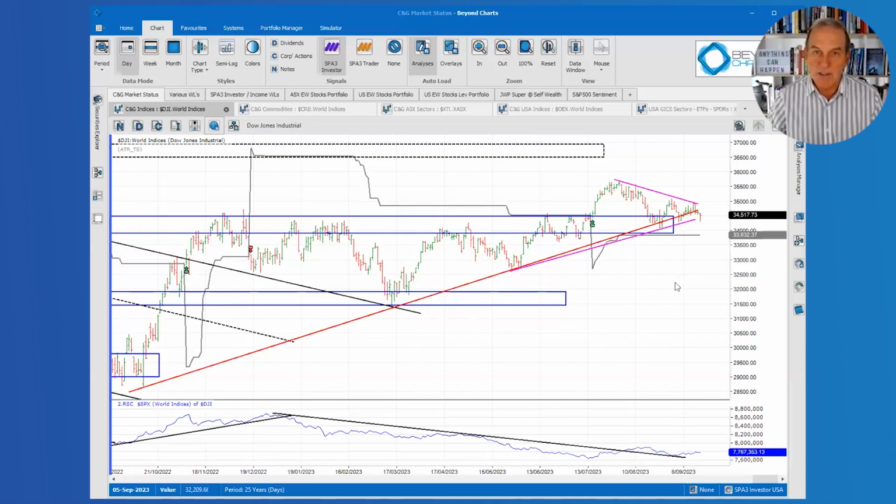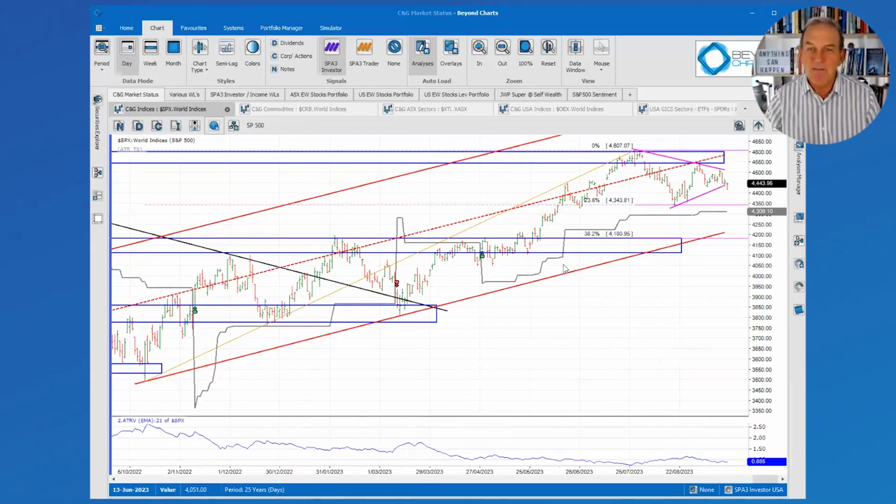Now, when we go down to the S&P 500, you can see the symmetrical triangle formed there. And what you would have heard me say many times before when I've looked at these patterns is that there's an apex forming where the market runs out of room, if you like, and there's going to be a breakout one way or the other, up or down.